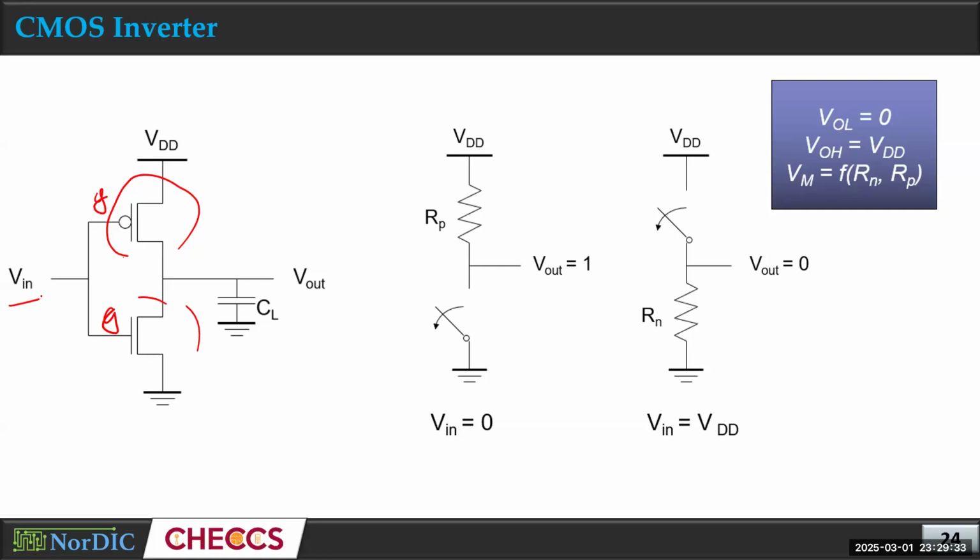They are connected together, which is the input of the inverter. This is the source of the PMOS, this is the source of the NMOS, and these are the drain of the PMOS and the drain of the NMOS. Both drains are connected together, and that's the output here. So that's the circuit.